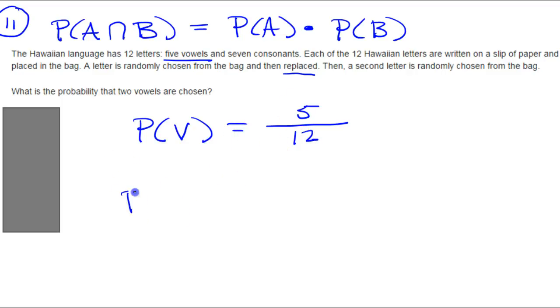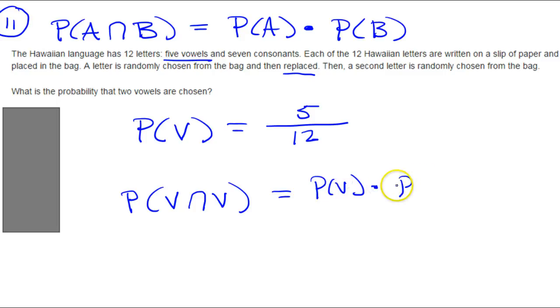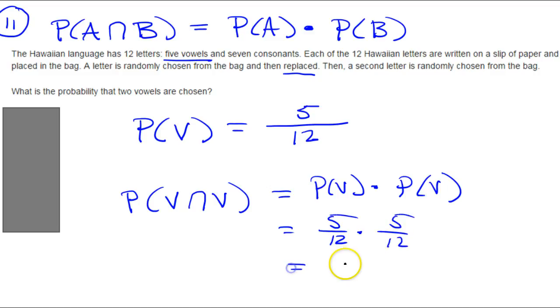So that means the probability of choosing a vowel twice, that means the probability of choosing a vowel and another vowel, is going to be the probability of choosing a vowel times the probability of choosing a vowel, using the multiplication rule. So that should be 5/12 times 5/12. So that should be 25/144ths.